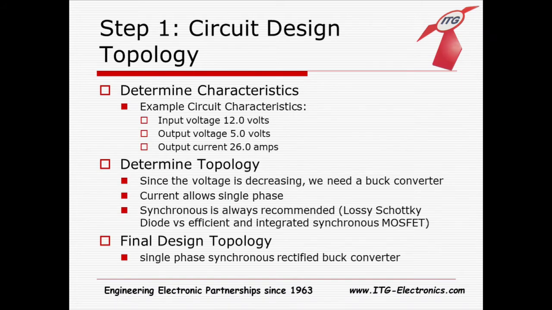Step one is the circuit design topology. To know what kind of circuit you're going to need, you first have to determine the characteristics of that circuit. Some example characteristics I've put in here: an input of 12 volts, an output of 5 volts with a current output of 26 amps. You'll notice we're stepping down the voltage, and another name for a step down converter is a buck converter. Conversely, if we were starting with 5 volts and going up to 12 volts, stepping up the voltage, we would use a boost converter. But we're going to use a buck converter for this application.